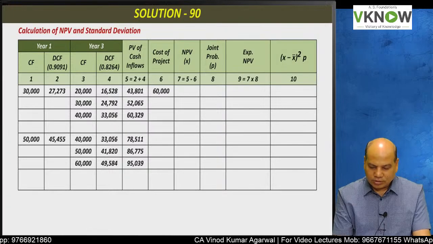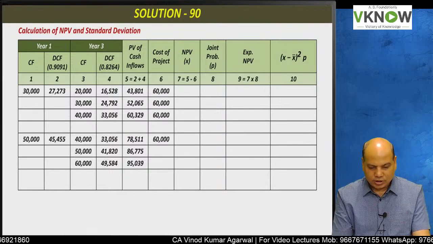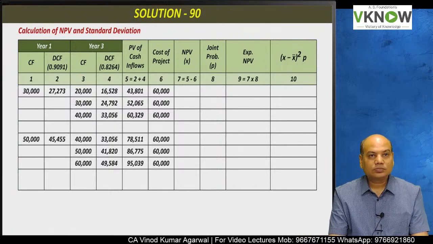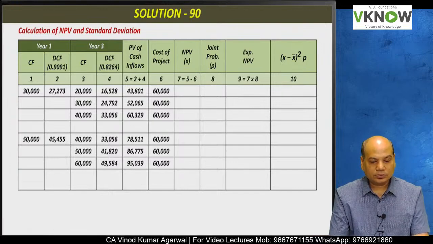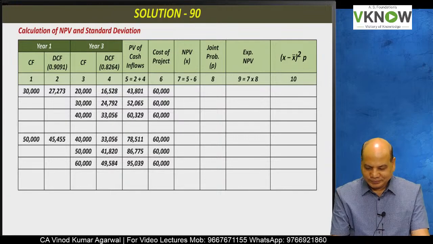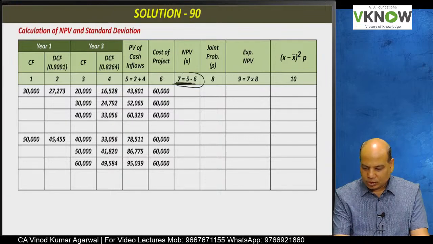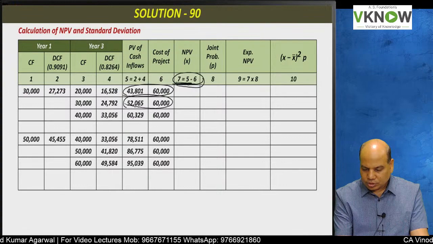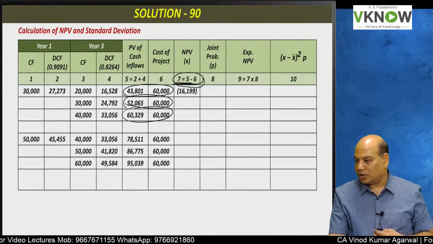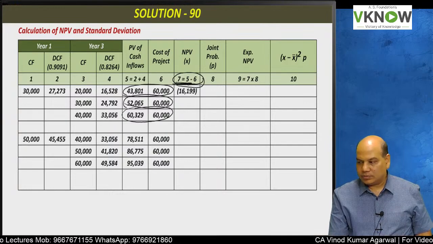Okay. Now write down the cost of the project, which is 60,000. Cost of the project is to be paid today, so 60,000 is constant. Then my dear students, column number 7 is 5 minus 6. Take the difference of these two columns and write. It can be negative, it can be positive. 16199.